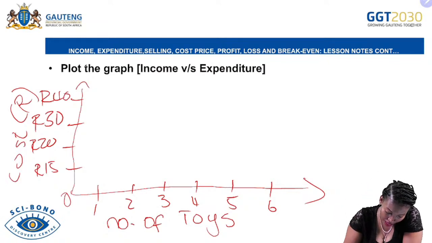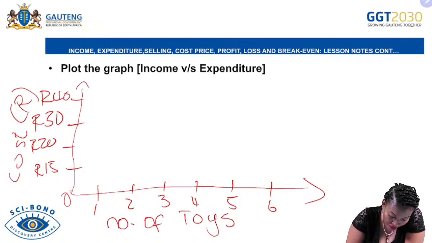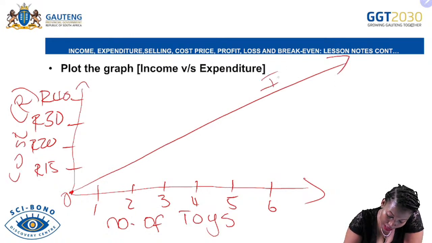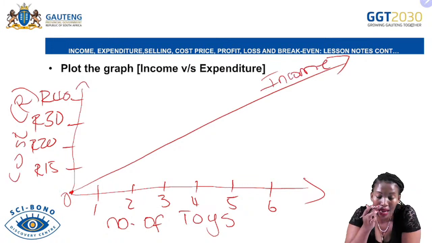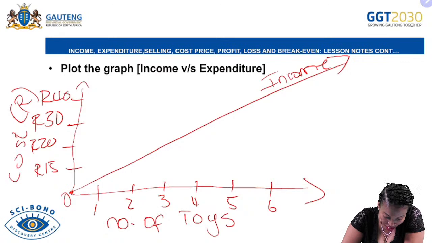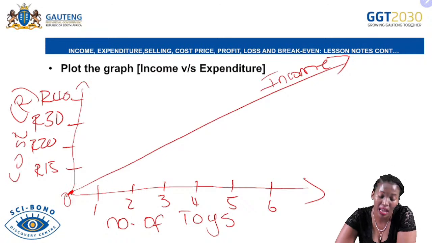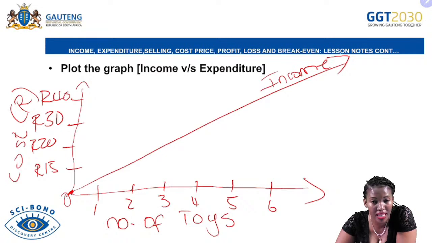So when you have two graphs, you will always have two graphs. So the first graph is going to start here at 0, like that. This graph that starts at 0 is your income graph. Why am I saying it is the income graph? At 0 here, it means if 0 toys are sold, then the money that is coming in is also going to be 0. So if you don't sell any toys, you are not going to get any money. But the more toys that you sell, the more money you will also receive. That is why you see that your graph is an increasing graph.